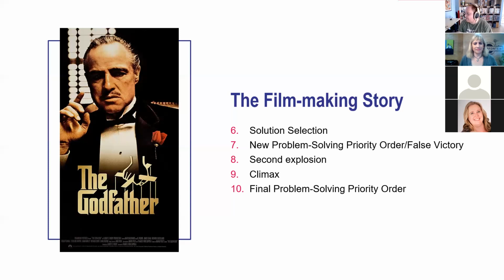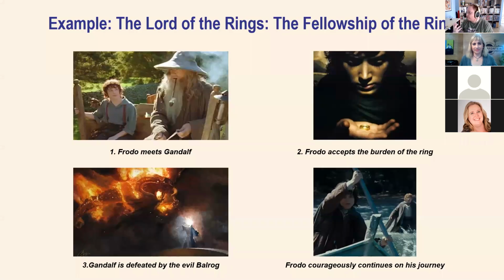And then once they succeed, we get the final problem solving priority order. This is where we settle down again. This is where the character who has gone from being on a desert planet has now realized his new life in space. And we get this closing grand ceremony. It's establishing the new world that these people are a part of. And you'll see these emotional beats in other stories as well.